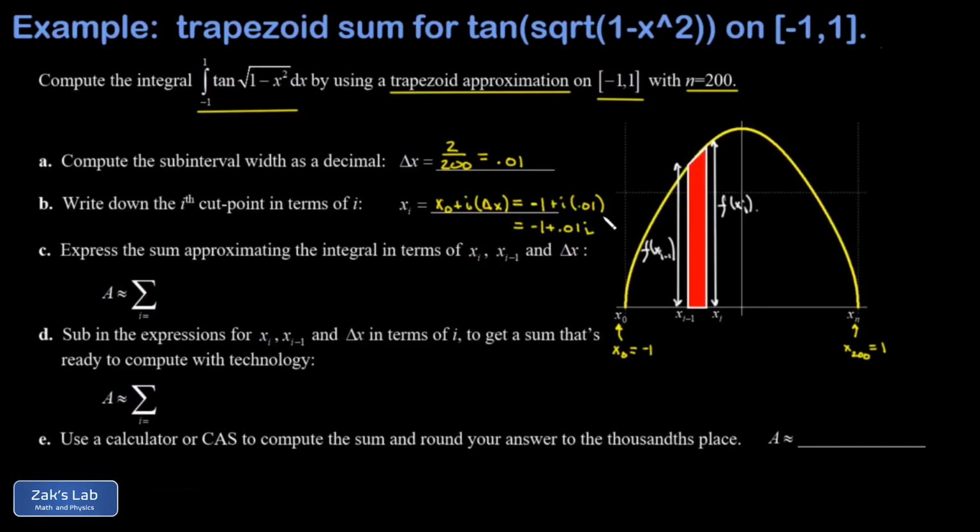In part C, we're asked to express the sum approximating the integral in terms of x_{i-1}, x_i, and delta x. So we're staying general in this step of the problem. We're not plugging in the actual function that we're integrating yet. And the area of a trapezoid is given by the average of the two heights. So that's f of x_{i-1} added to f of x_i, all divided by 2. And then we take that and multiply by the width of the trapezoid, which is delta x.